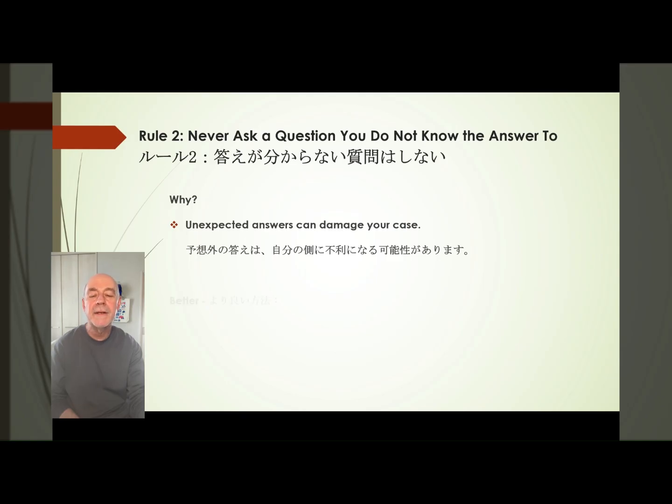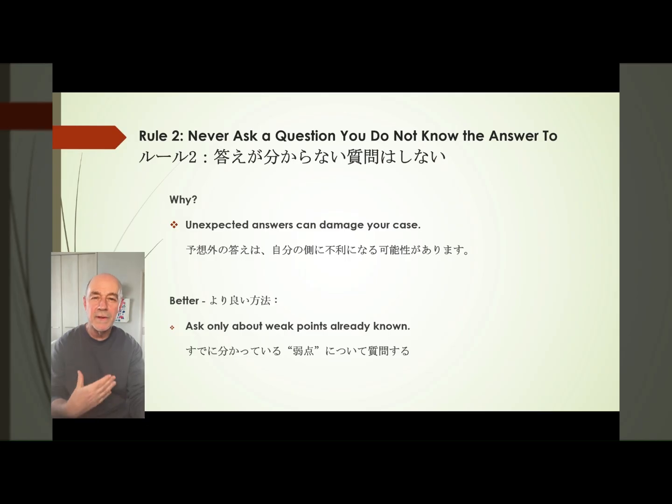So it's better to only ask about weak points that you already know. If there are some issues that you think are strong for you, just ask about those, but never ask a question you don't know the answer to.